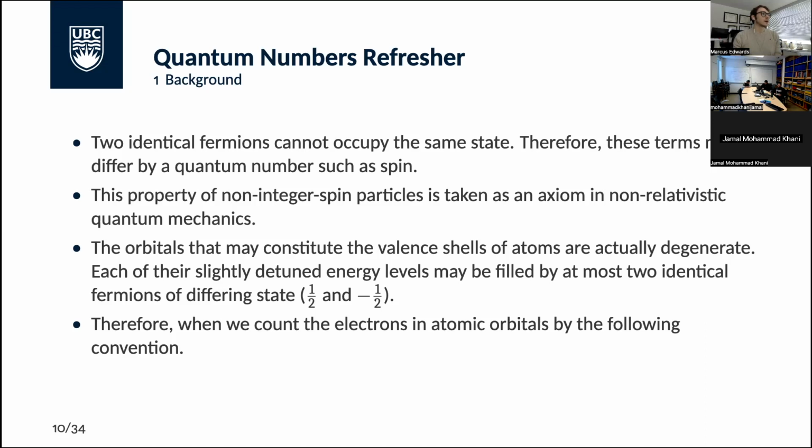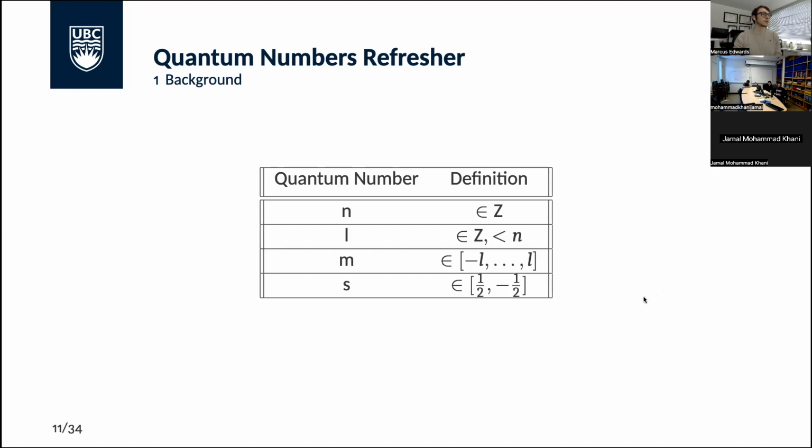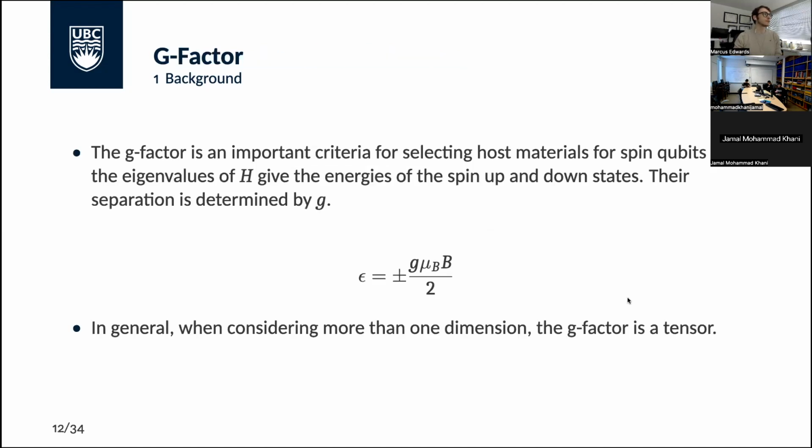But the orbitals that constitute valence shells of atoms are degenerate. Each of their slightly detuned energy levels may be filled by at most two identical fermions of differing state, such as plus half and negative half, and therefore we count electrons in atomic orbitals by the following convention, which is review for all of you. We have spin at the bottom, and then we have our other quantum numbers, m, l, and n, going to the top, which are given in terms of each other. And they're basically integers.